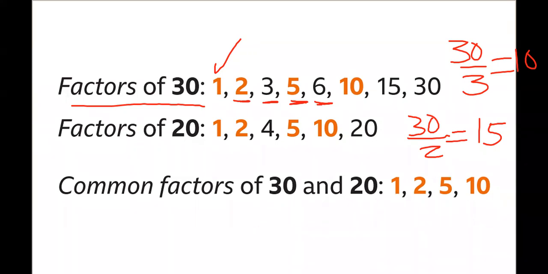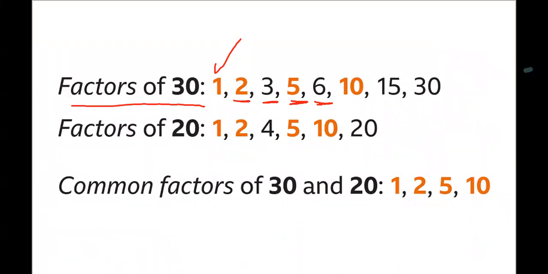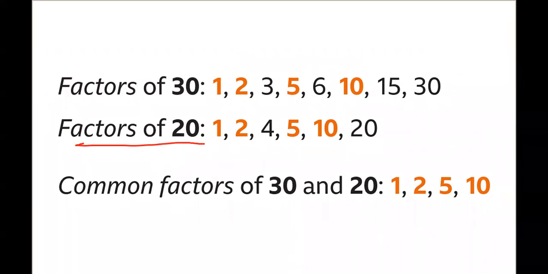And so on. Just look for numbers that can divide 30 without leaving a remainder. Look for every number that can divide 30 and without leaving a remainder. So now let's look, for example, at factors of 20. Numbers that can divide 20 without leaving a remainder.